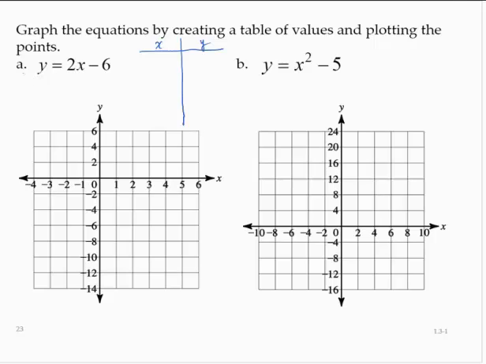Since the y is already isolated, it's generally easier to substitute for x and evaluate the right-hand side and find the values of y. So I'm just going to pick a few values here. How about negative 1, 0, 1, and 2?